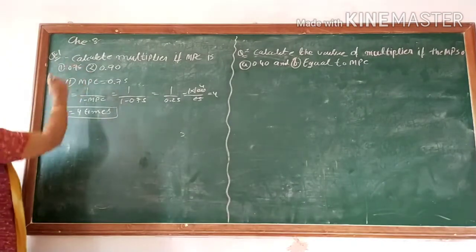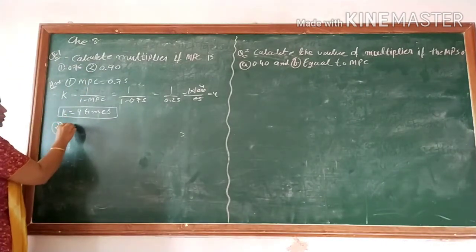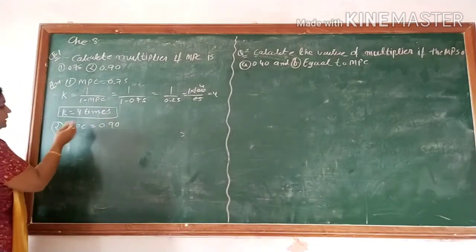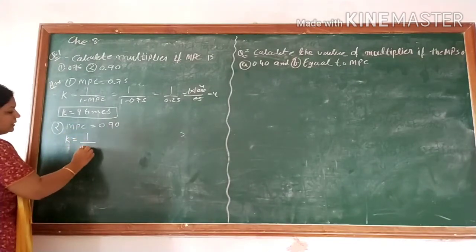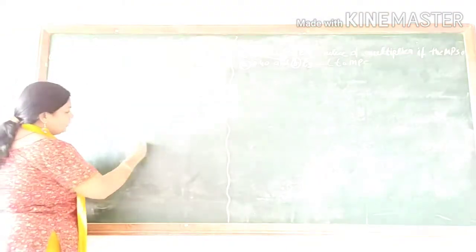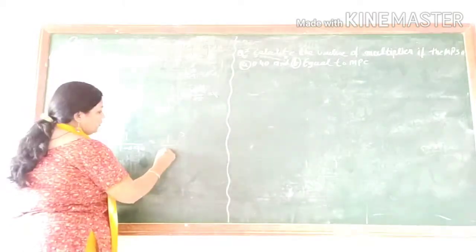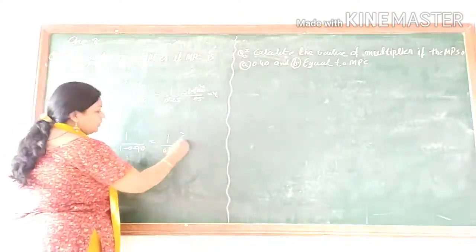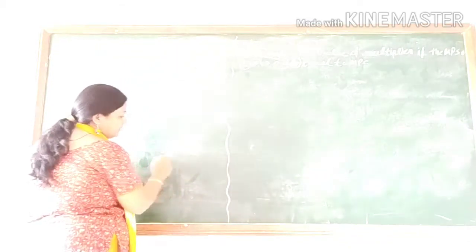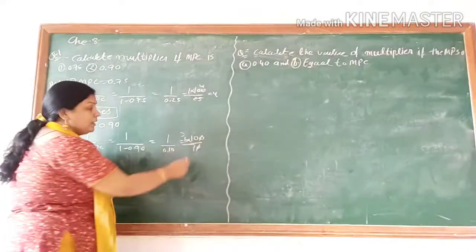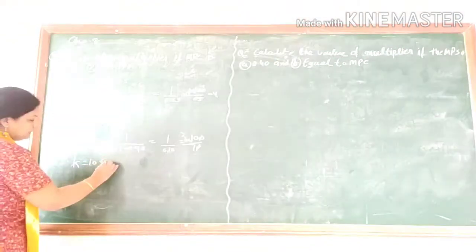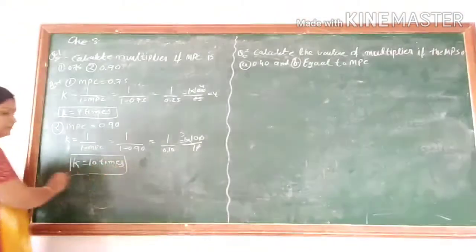Now the second, again the MPC is given to you. So MPC equal to 0.90. Clear? Now what is again the formula? K equal to 1 upon 1 minus MPC. So 1 upon 1 minus 0.90, it should be 0.10. Clear? Now 1 into 100 upon 10. After the decimal there are 2 digits, so we took 100 up. Now 0 cut. So K equal to 10 times. Is it? Sure.